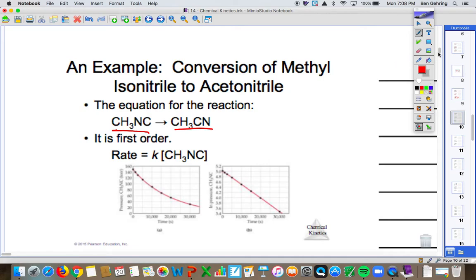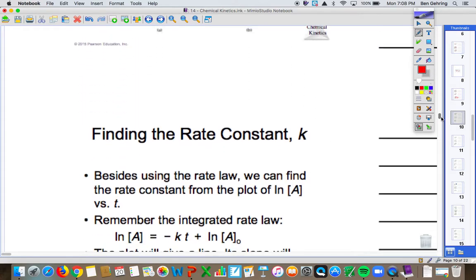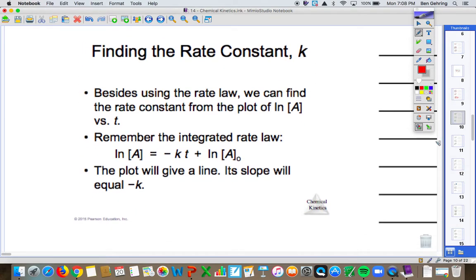So you need to know that in a first order reaction, if I take the natural log of the concentration over time, I get a straight line. That's the bread and butter, that's the gist of this. Now if I want you to find k, we can find your rate constant from your natural log of A over t. So we can find this rate constant.